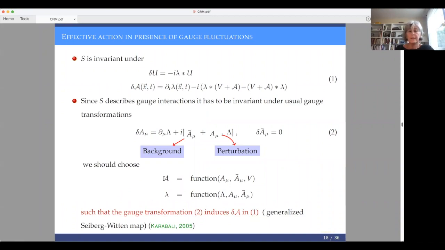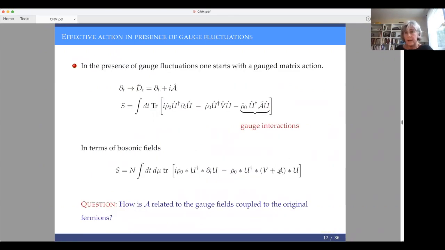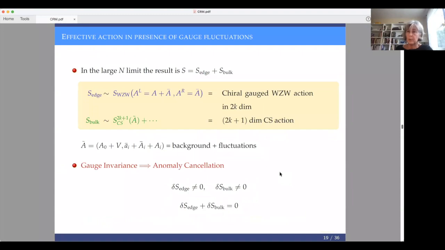So now, if we take this script A as a function of A, put it in here and take the large n limit, what we find is that this action S splits into two parts, an edge part and a bulk part. The edge part of the action is a chirally gauged Wess-Zumino-Witten action in 2k dimensions. The bulk part is essentially a 2k plus 1 dimensional Chern-Simons action. Each one of them is not gauge invariant, but the sum together is gauge invariant because the anomaly cancellation was already built into the theory by the way we constructed script A in terms of the gauge fields.